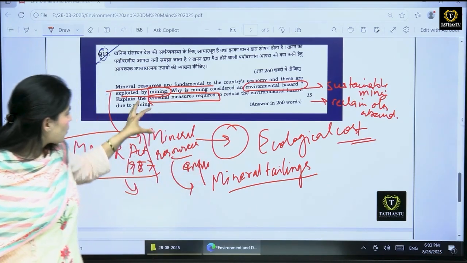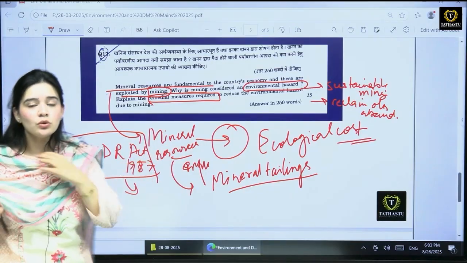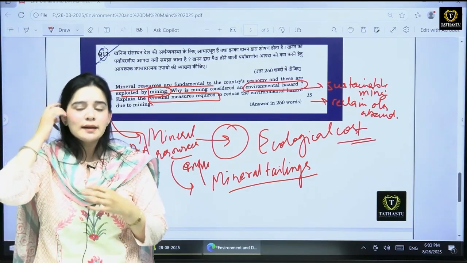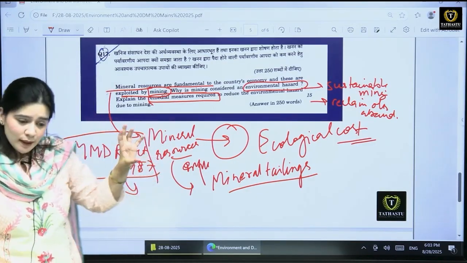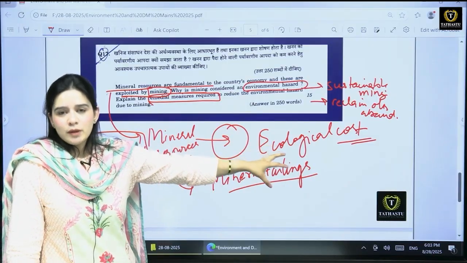So these are all the remedial measures that are required. Ultimately, we need to know that we have to balance both our economy, our development also, but the environment also.